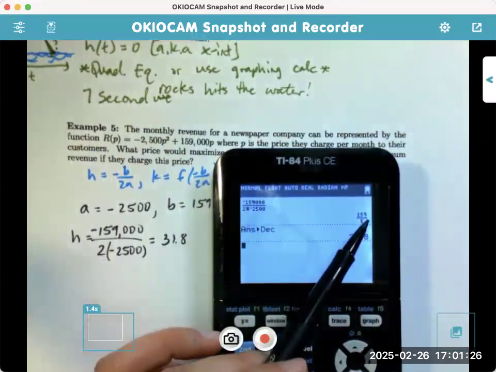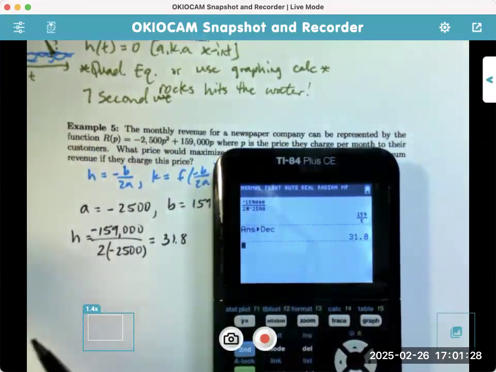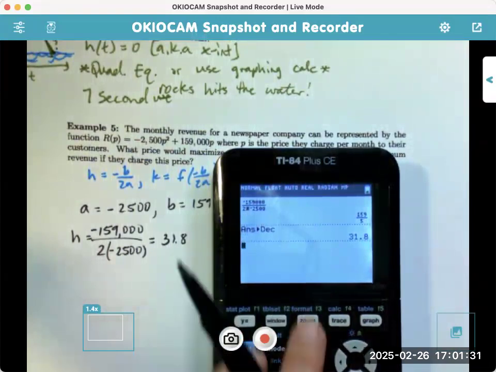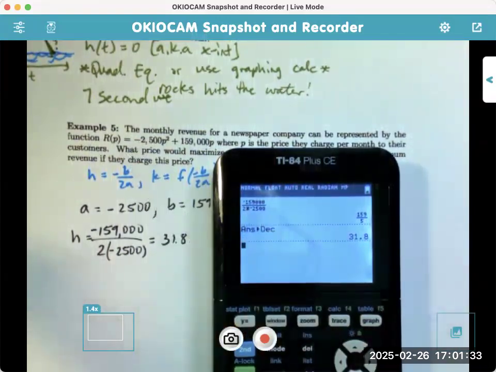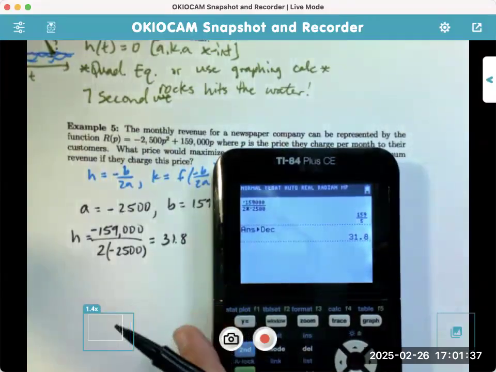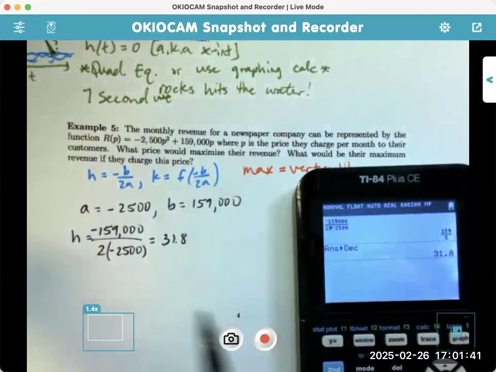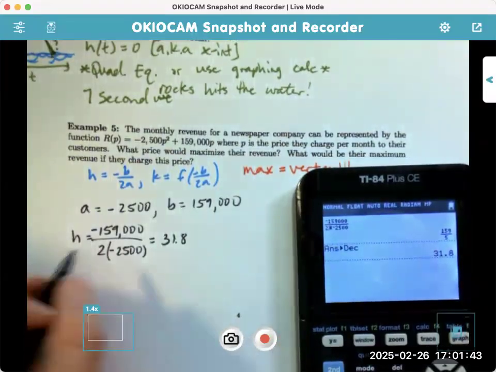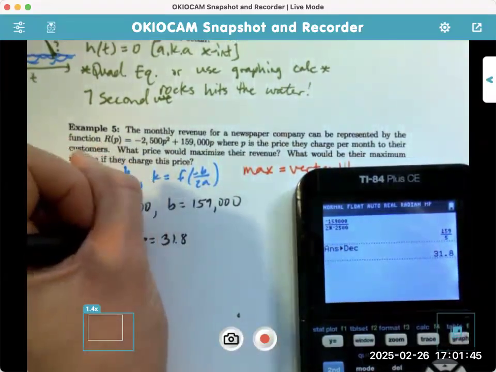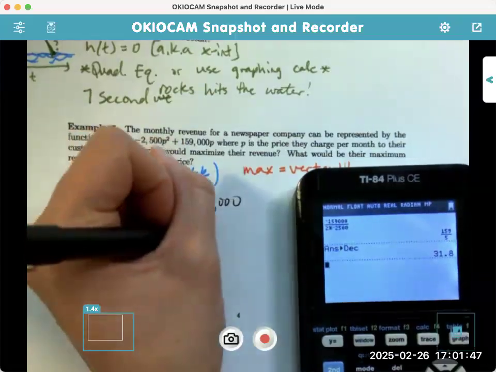Okay, so if you get a fraction and you want the decimal, you just go into math and then down to decimal. It's like the second option. All right, so my monthly price for the newspaper is $31.80. I don't know, that sounds expensive, but I guess you get a newspaper every day, so maybe not.